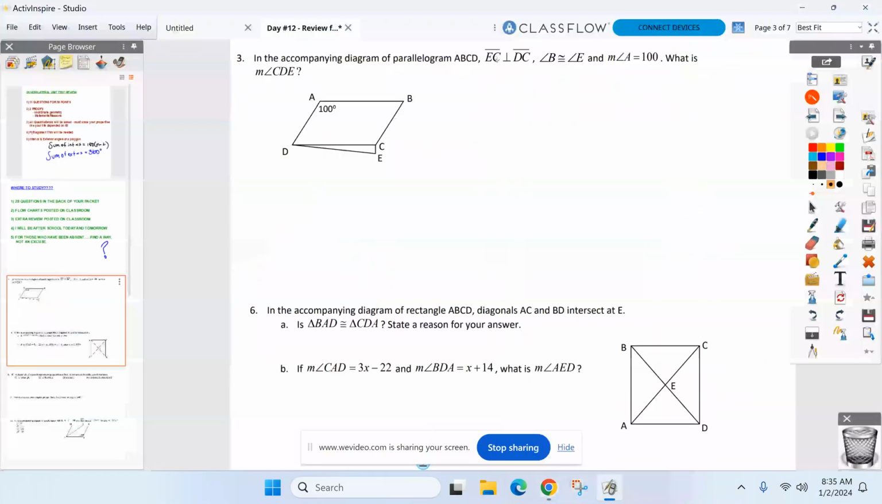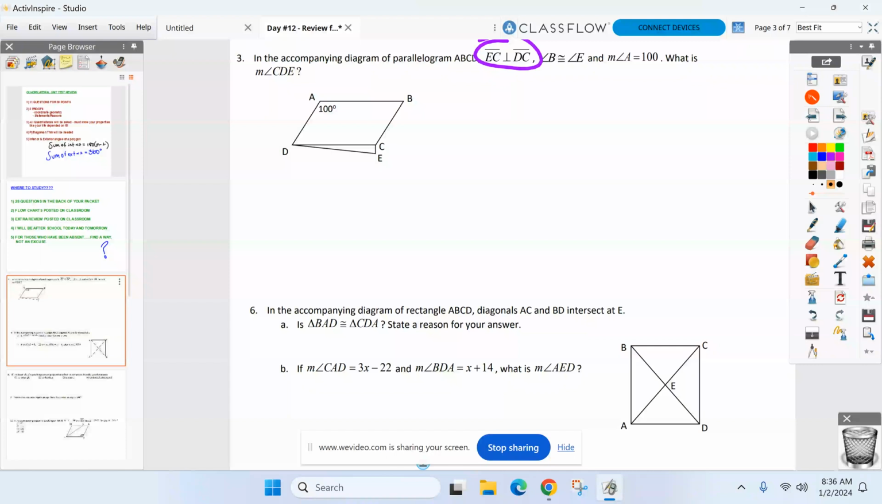Okay, so day 12, back of your packet. Question 3. This is a parallelogram. Hopefully you guys are marking your diagram because I told you 2 line segments were perpendicular, 2 angles are congruent, and we're looking for angle CDE.